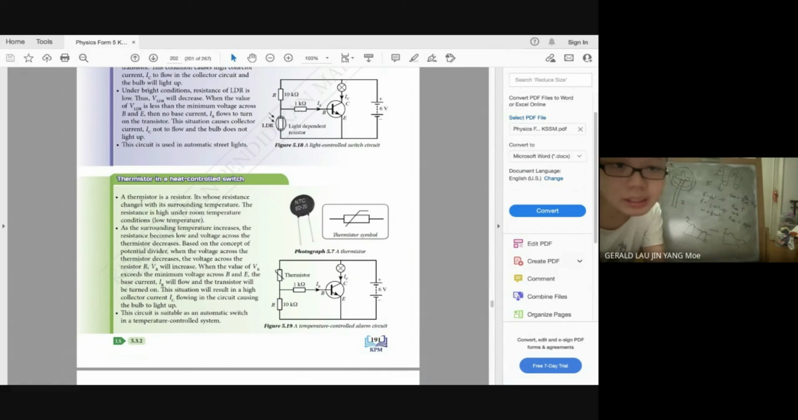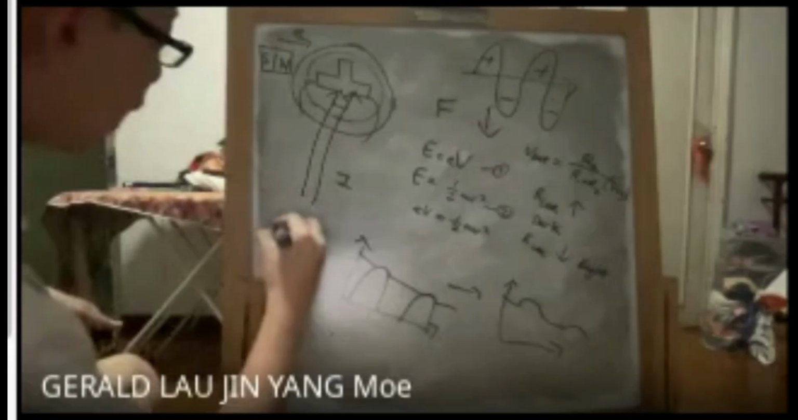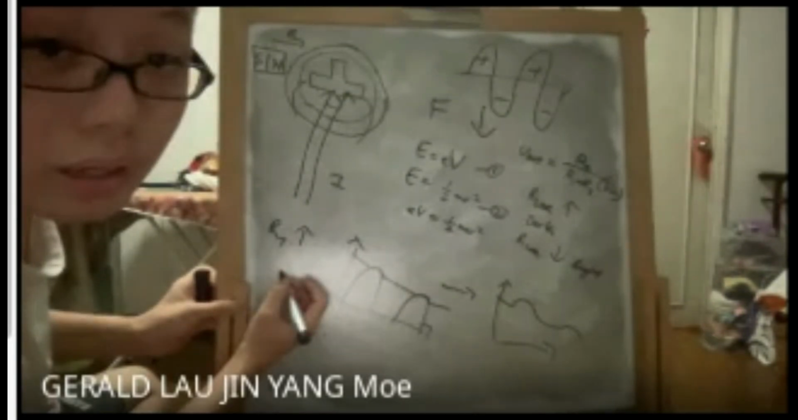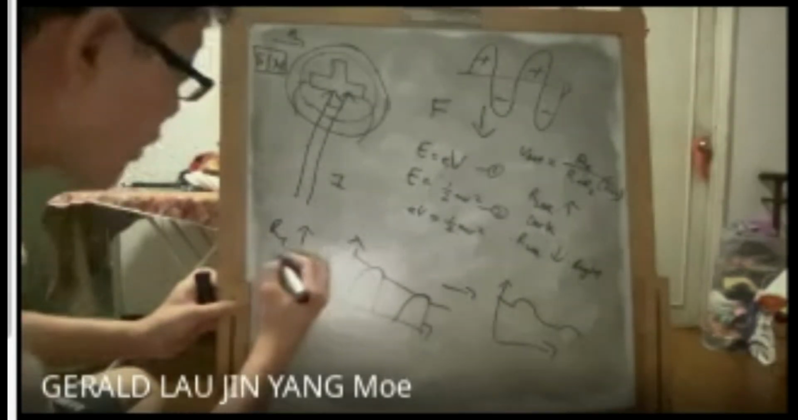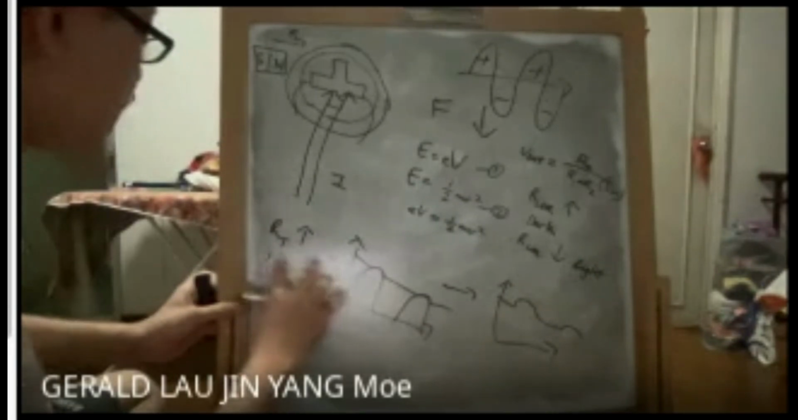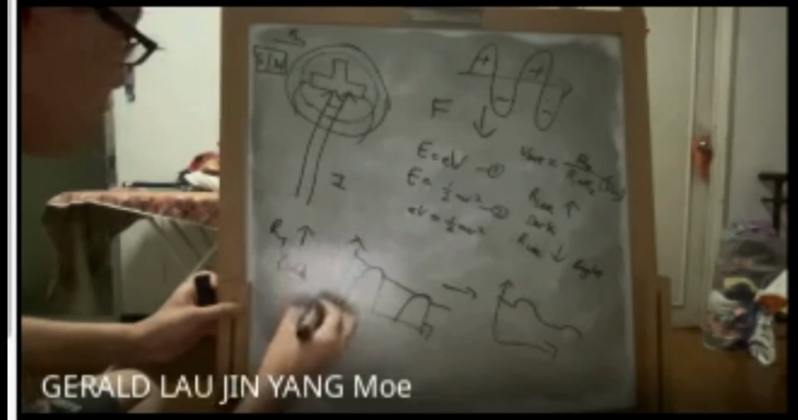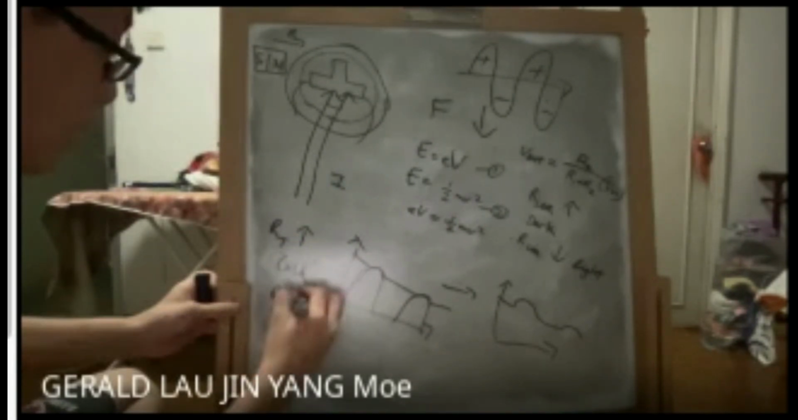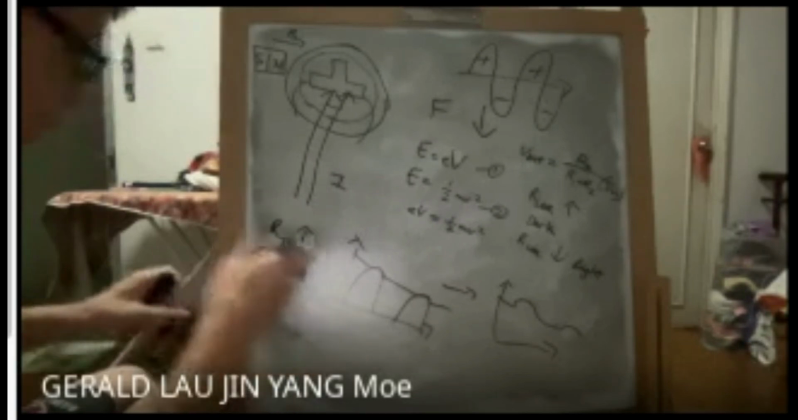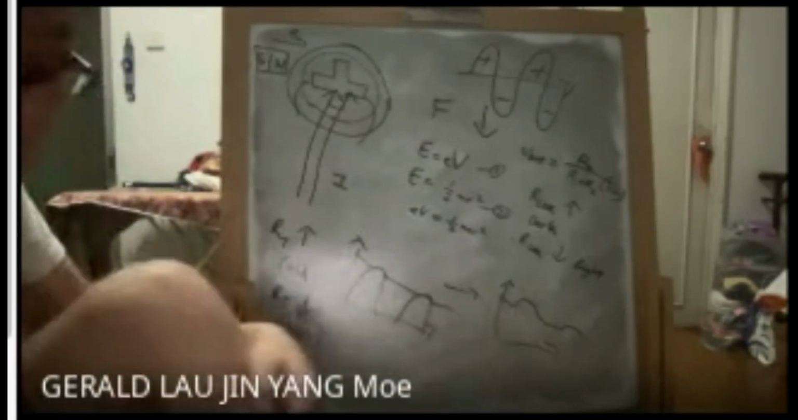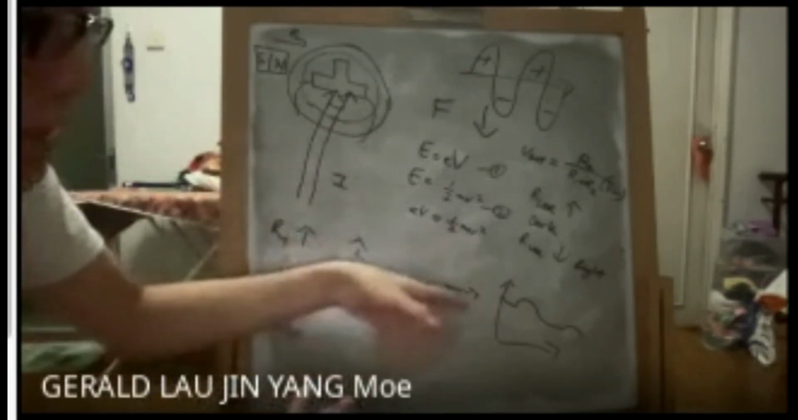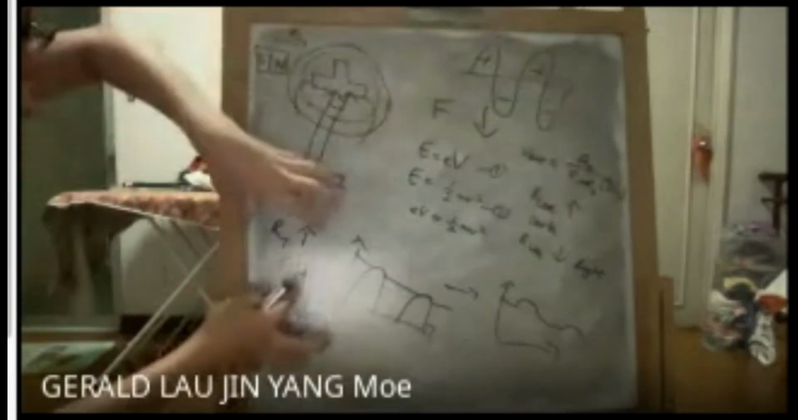Its resistance changes with its surrounding temperature. Resistance is high under room temperature. So, R for the thermistor is high under room temperature condition, low temperature. Okay, I'll say cold, so it's easier. Resistance for the thermistor is high when it's cold. Resistance for the thermistor is low when it's hot. But it's the opposite mechanism. Okay, this is why I'm also very frustrated, because you have to memorize the light one like this, but for the thermistor it's different.